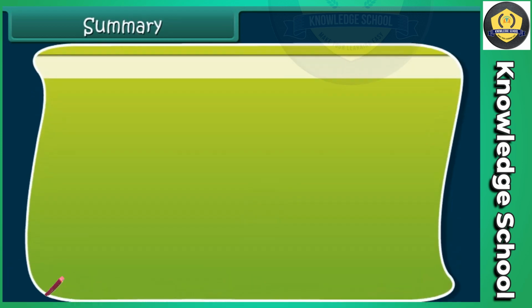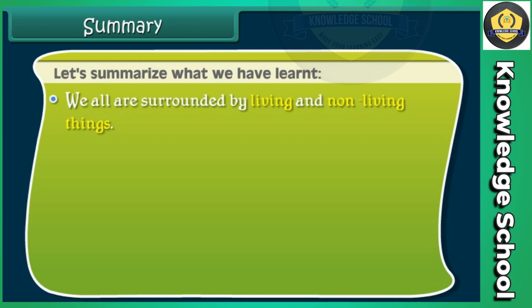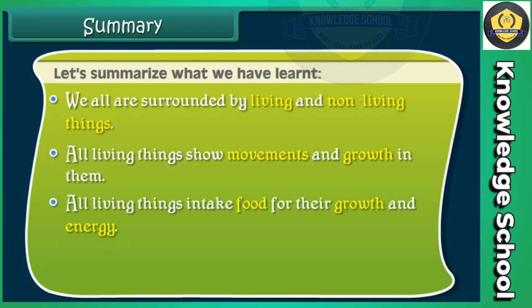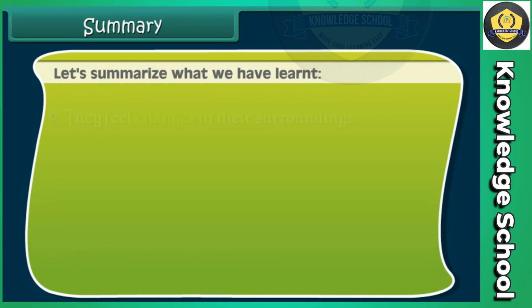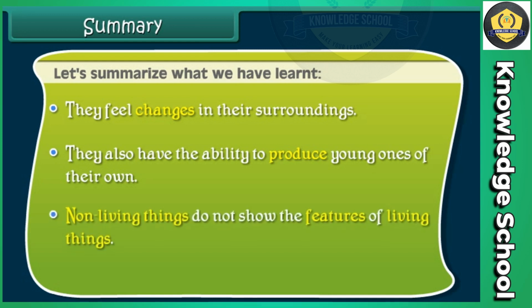Let's summarize what we have learned so far. We all are surrounded by living and non-living things. All living things show movements and growth in them. All living things intake food for their growth and energy. All living things breathe. They feel changes in their surroundings. They also have the ability to produce young ones of their own. Non-living things do not show the features of living things.